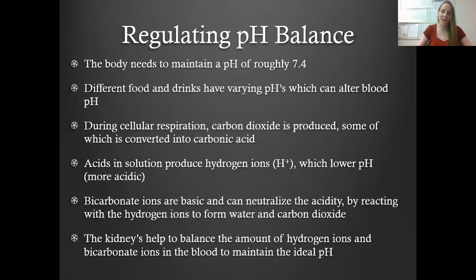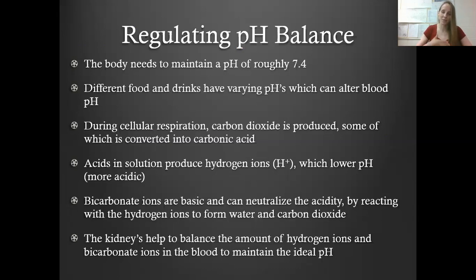affect your blood pH. Also, during cellular respiration, anytime carbon dioxide is produced as a waste product, some of that is converted into carbonic acid, which can lower your blood pH by producing hydrogen ions. Bicarbonate ions are basic and can neutralize the acidity. And we'll talk about all that when we get to the respiratory system.